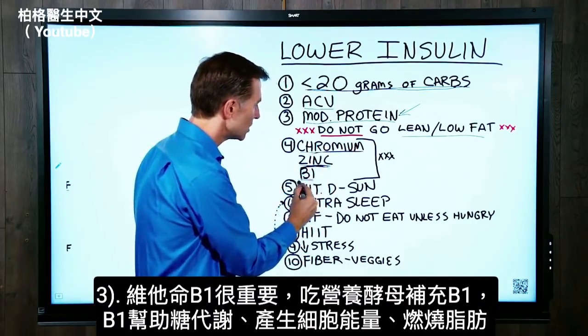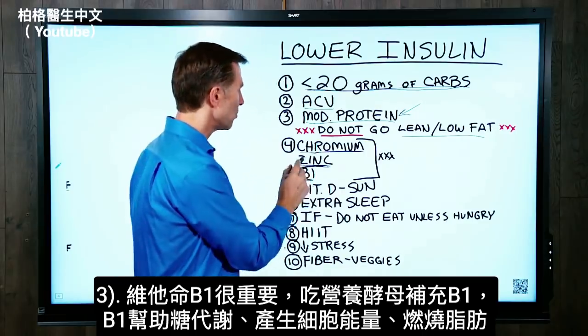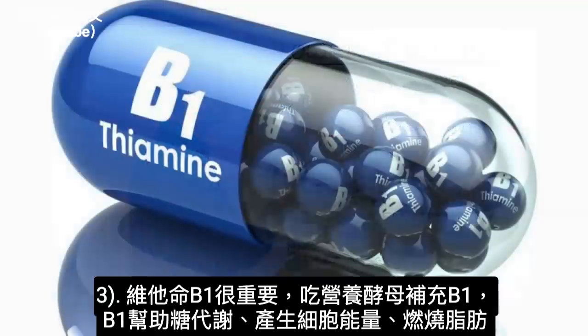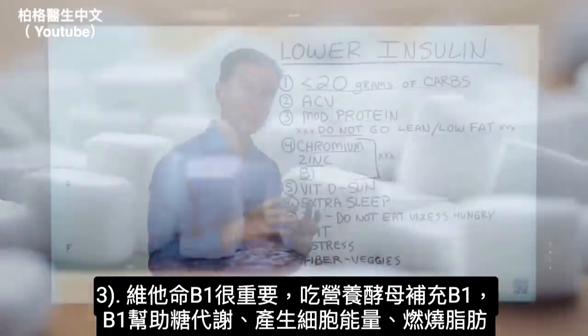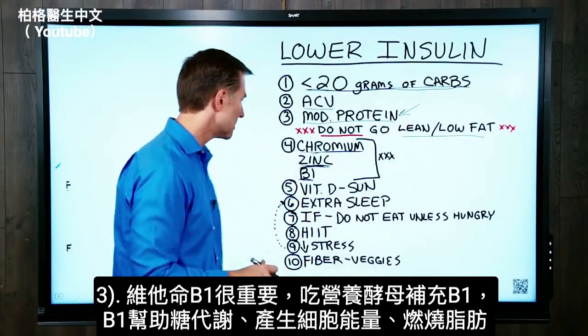And then for this one, you want to get nutritional yeast. Vitamin B1 is vital, because vitamin B1 helps the metabolism of sugar, and it's going to help the metabolism within the little energy factories that help you burn the fat.